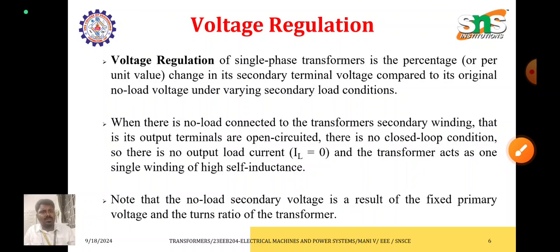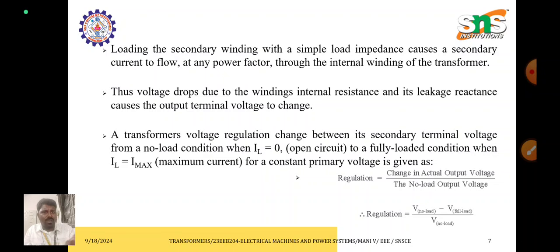The regulation of a single phase transformer in percentage is based on the formula: the change in output voltage, that is simply the no load voltage minus the full load voltage, divided by the no load voltage. By using this formula, we can determine the regulation. The regulation of the transformer is proportional to the output power. If the output power increases, proportionally the regulation also increases. So that is the regulation.